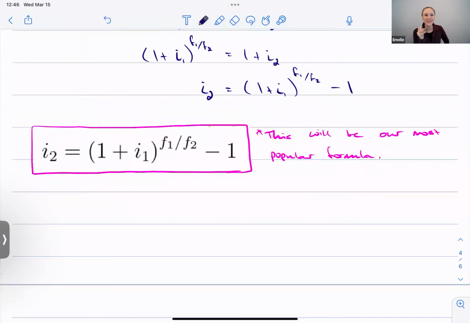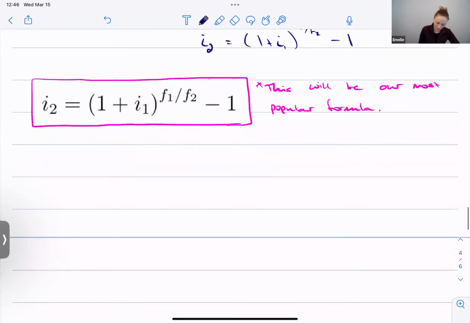All right, so when are we going to use this? This is going to be our most popular formula, in the sense that it's the one we're going to be using the most. We're going to have a scenario where we want to change from some compounding frequency F1 to a compounding frequency F2.